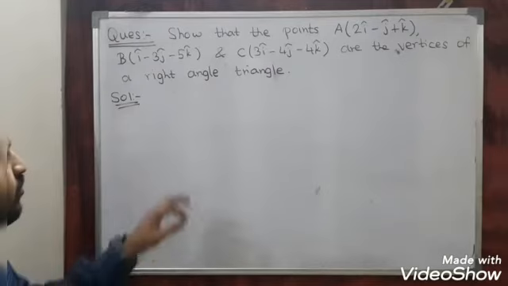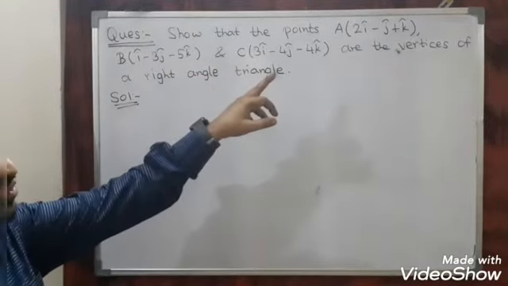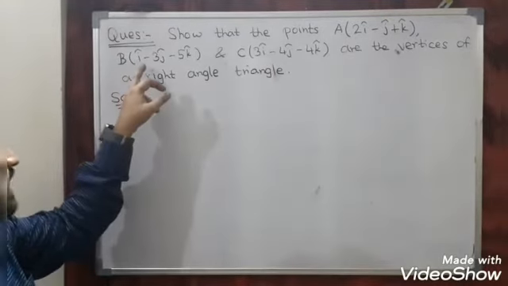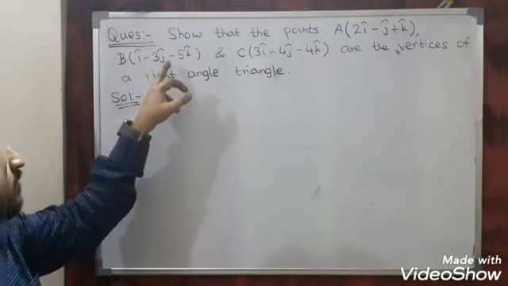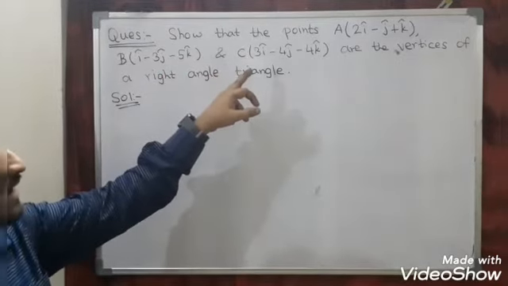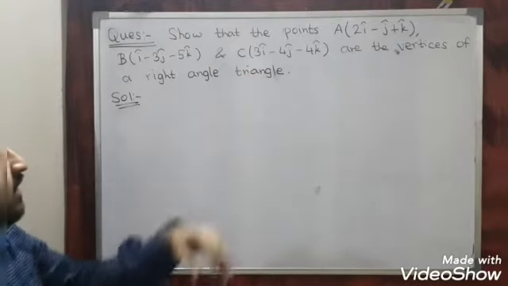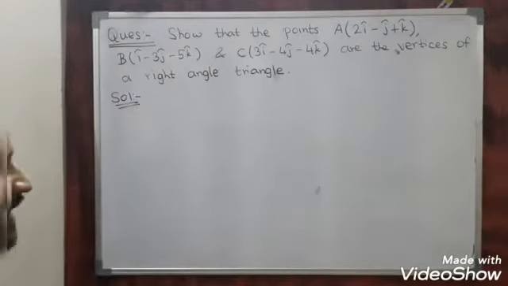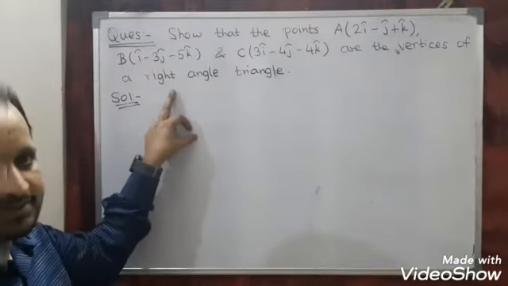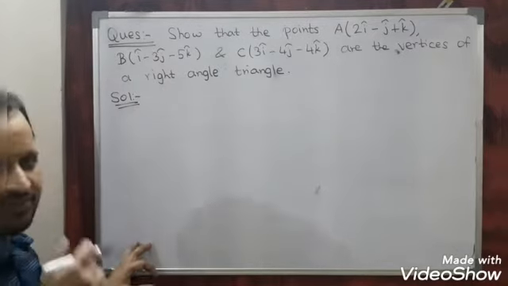Let us see one more question. Show that the points A (2i cap minus j cap plus k cap), B (i cap minus 3j cap minus 5k cap), and C (3i cap minus 4j cap minus 4k cap) are the vertices of a right angle triangle. We can use the Pythagoras theorem concept to show that these are the vertices of a right angle triangle.